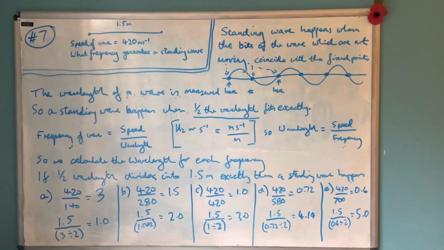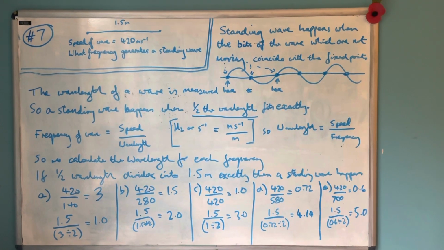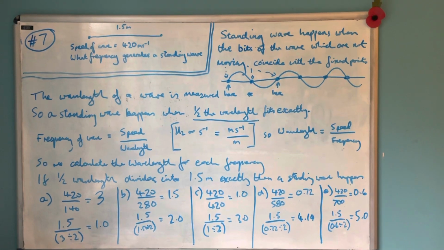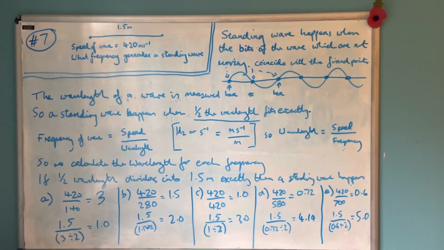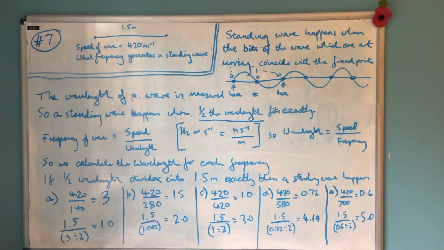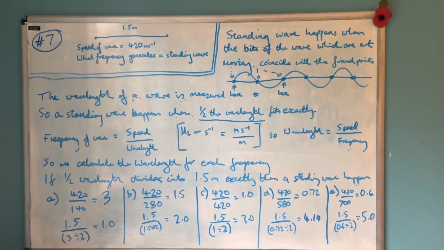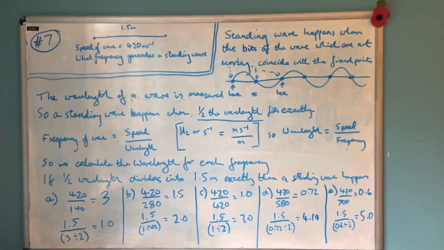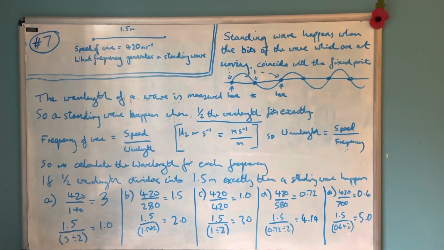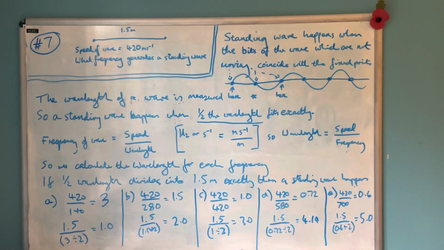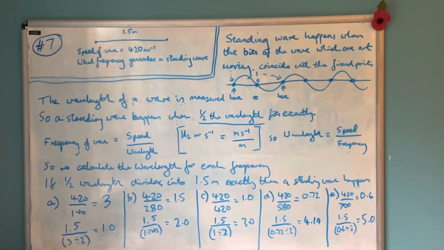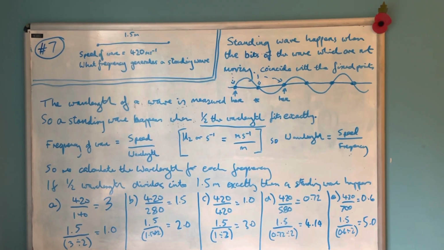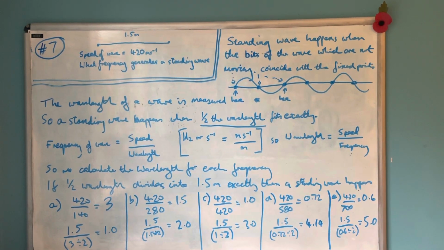So the first thing to realize is that a standing wave happens when the bits of the wave which are not moving coincide with the fixed points. So if you look at that little wave there, the bits that stay on the axis, the line that I've drawn, the horizontal line, if those coincide with the fixed points, so the ends of our piece of wire in this example, then happy days, you will have a standing wave.